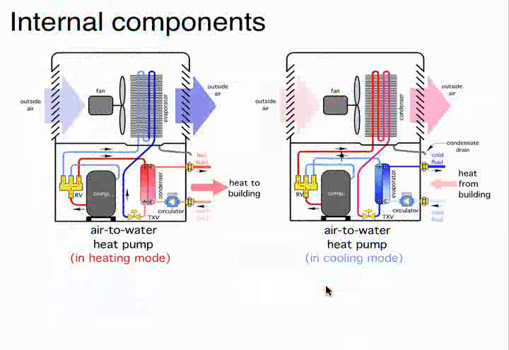Internal components, again, it's a basic refrigeration cycle. The difference between this type of heat pump and a water-to-water, at the top of the unit here, we've got an air-cooled condenser in the cooling mode or an air-heated evaporator in the heating mode. But the other basic components are all pretty much the same.